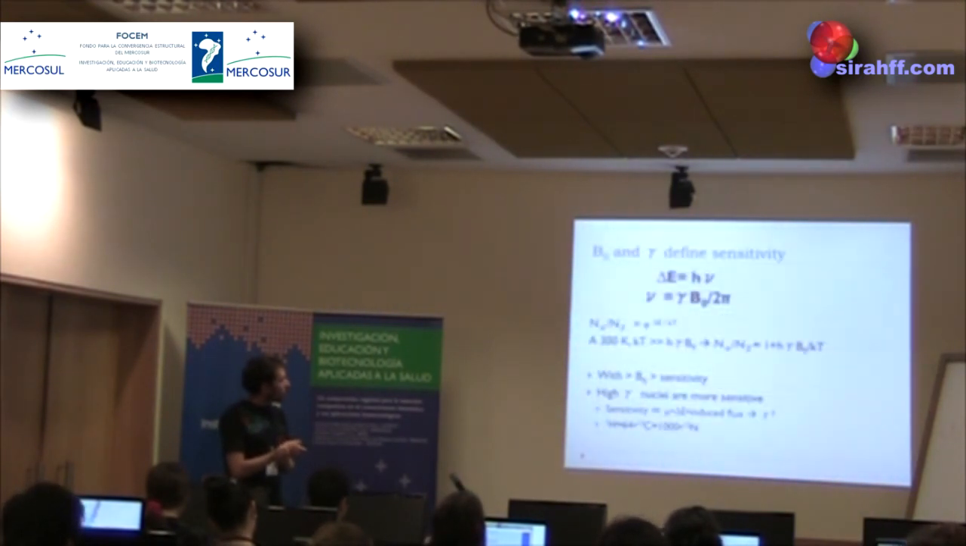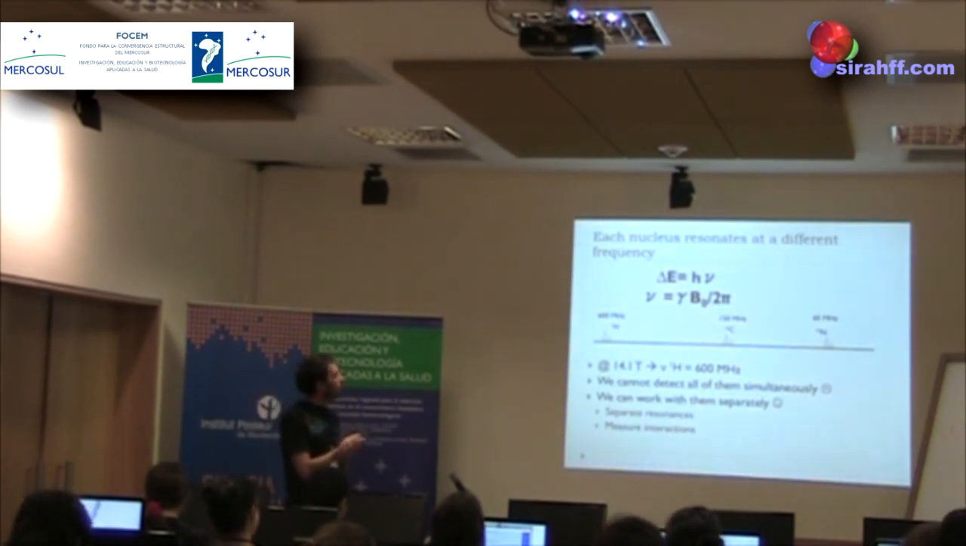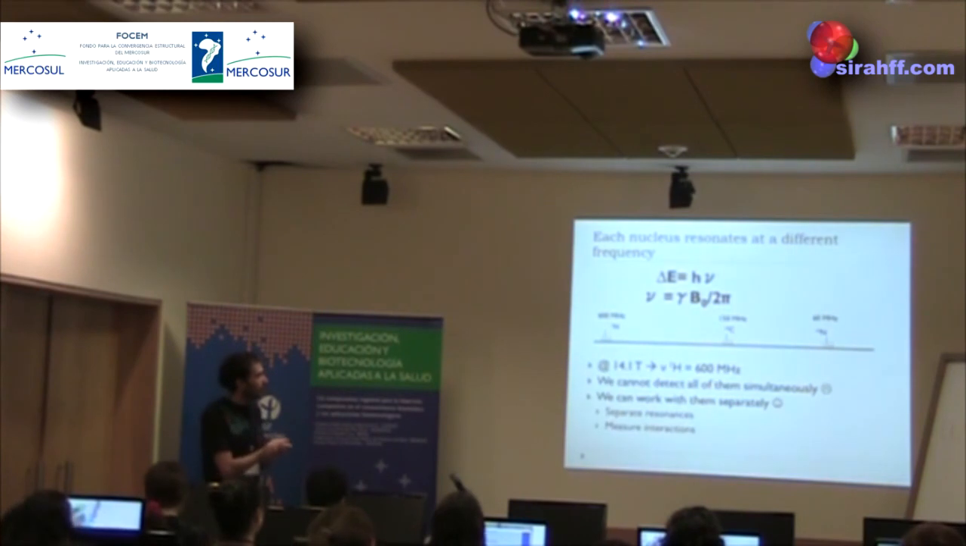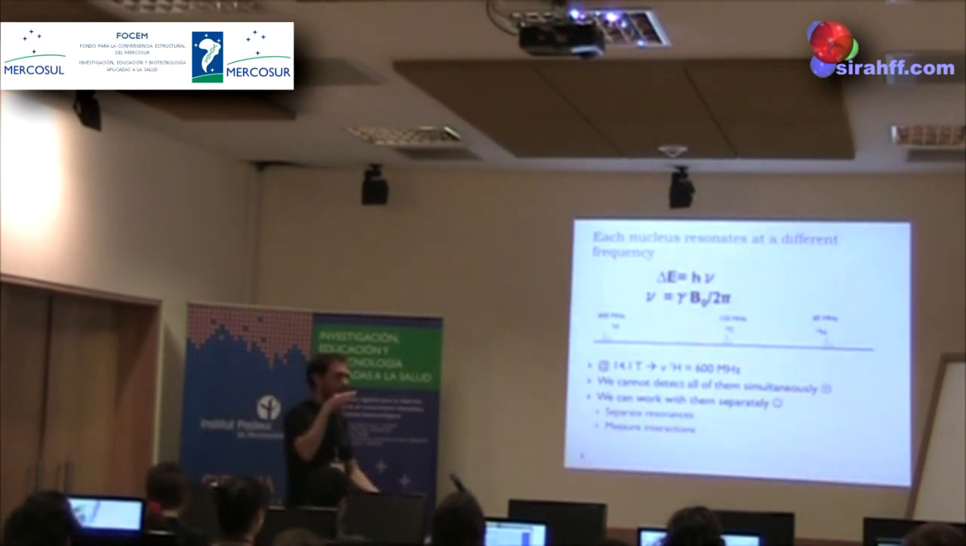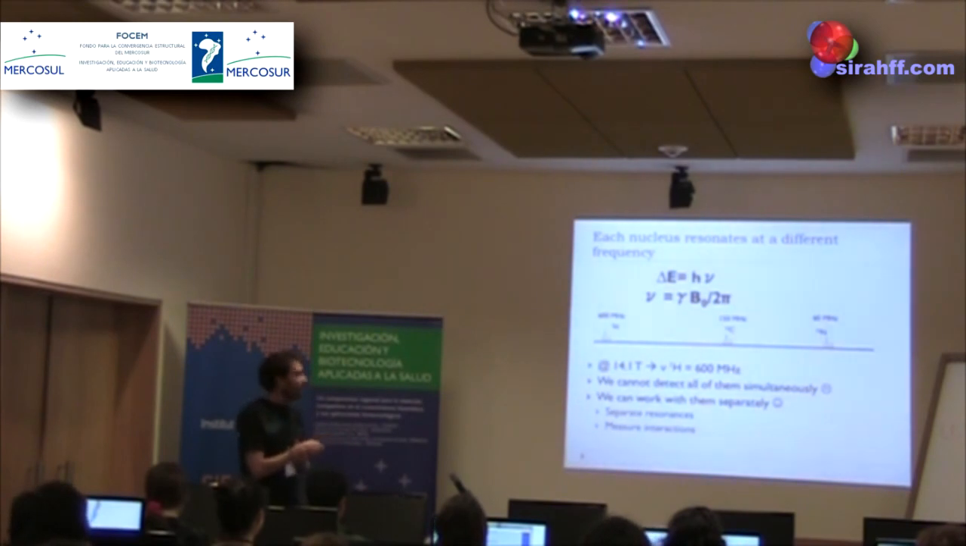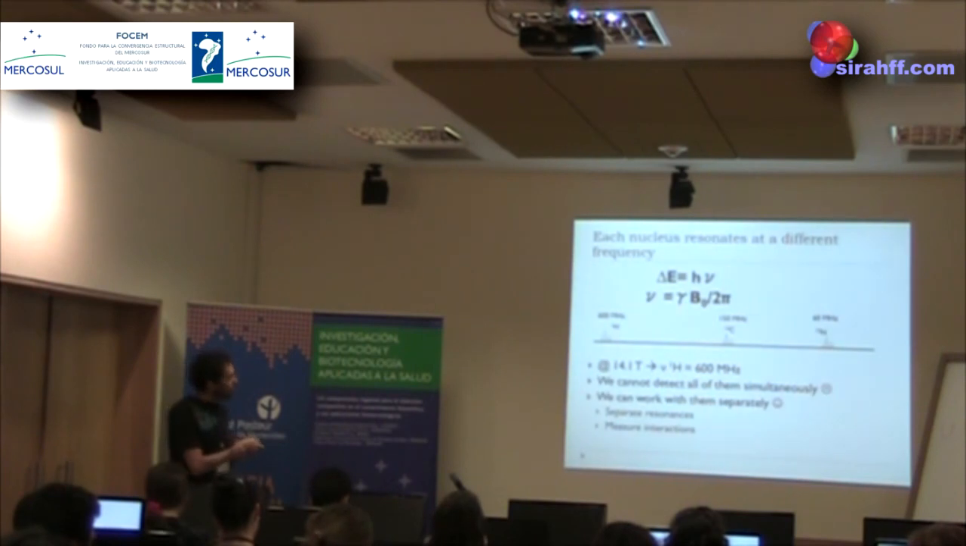Now, I will go back here, and I will tell you that each of the nuclei will resonate at different frequencies. Why? Because each nucleus has a different gamma, a different gyromagnetic ratio. So if you get your standard magnet, say a magnet of 14.1 tesla, which is one of the standard magnets we use, protons will resonate at 600 megahertz, carbon at 150 megahertz, and nitrogen at 60 megahertz. So you see that the spread in resonance frequencies is very large.